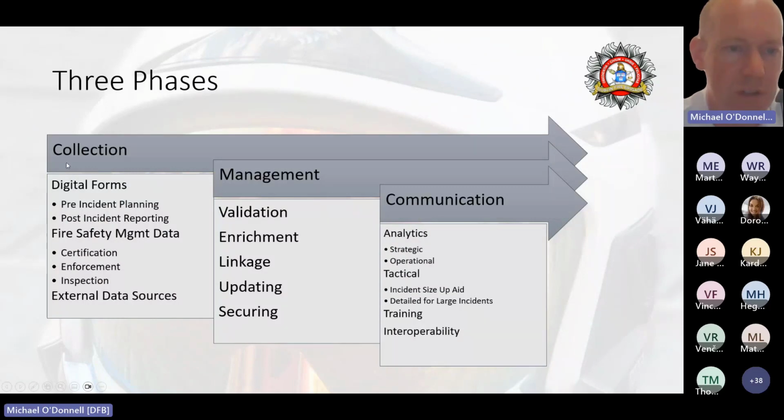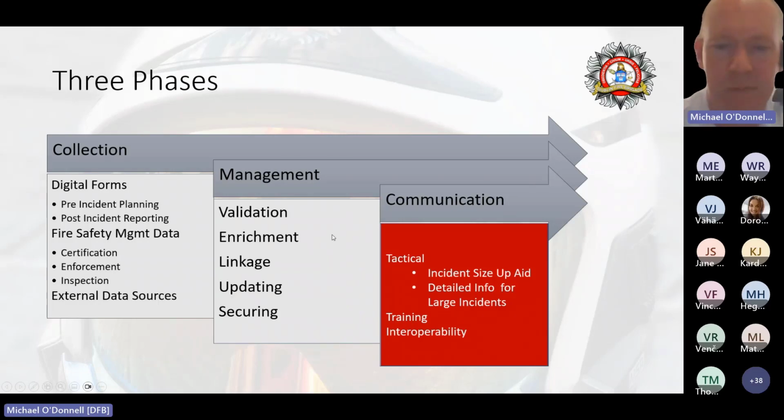Just in short, looking at the phases of data management for pre-incident planning, we have the collection of the data through digital forms or visits, and fire safety management data. Our regulatory section would collect a lot of data about inspections and enforcement. And then we have the management: validating the information that comes in, enriching it, joining sources of data, linking it, updating it, securing it, and then we need to communicate. And this is where OpenCities Planner comes in.